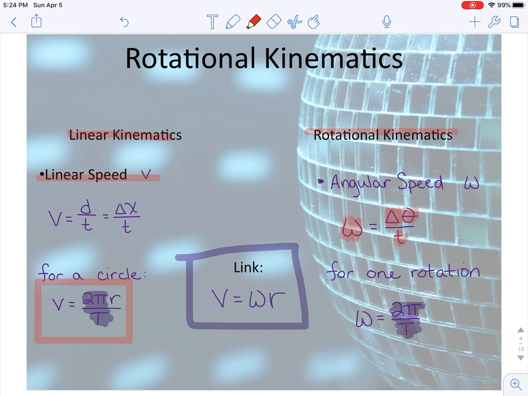If something is going to do one rotation, we would say a full rotation is going to be 2 pi radians, which we have right here. Then we say, okay, well, how long does it take to do one full rotation? Or how long does it take to do 2 pi radians? And that's going to be the period. And so to find angular speed, another way to do it is just take 2 pi radians, and if you know how long one period is, you divide by the amount of time for one period. That will also give you angular speed.